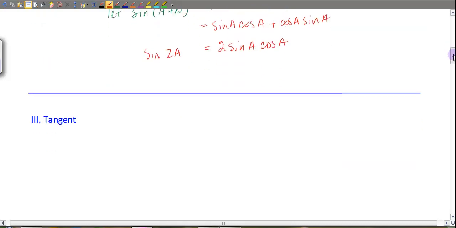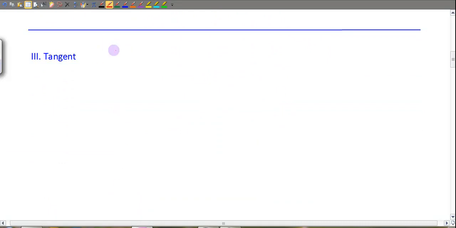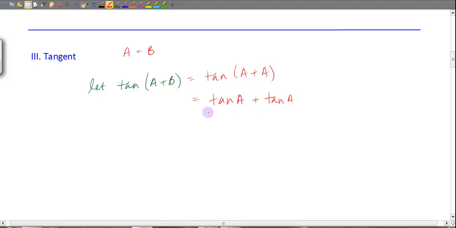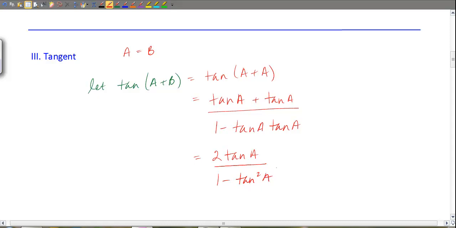Let's do one more with tangent. You'll see what I'm talking about. If, again, I let A be equal to B, and I'm going to start off with the tangent of A plus B, I can rewrite that as the tangent of A plus A. And using the sum identity for tangent, we have the tangent of the first plus the tangent of the second over 1 minus the tangent of the first times the tangent of the second. So we're just going to clean this up, and it ends up looking like 2 tan A over 1 minus tan squared A. And that's what the double angle for tangent happens to look like.